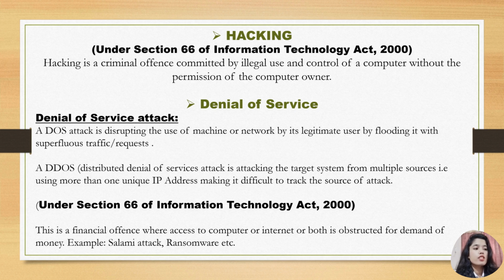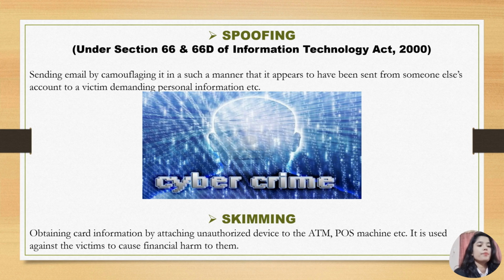Under Section 66 of the IT Act 2000, this is a financial offense where access to a computer or internet or both is obstructed for demand of money. Examples are salami attack or ransomware. Let's study spoofing, under Section 66D of the Information Technology Act 2000. Sending email by camouflaging it in such a manner that it appears to have been sent from someone else's account to a victim, demanding personal information, etc.